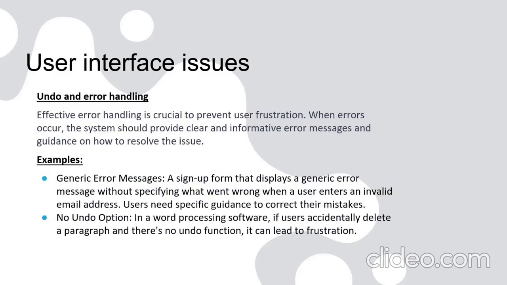And undo and error handling are other interface issues, where effective error handling is crucial to prevent user frustration. When errors occur, the system should provide clear and informative error messages and guidance on how to resolve the issues. Some examples are generic error messages and no undo option. A sign-up form that displays a generic error message without specifying what went wrong when a user enters an invalid email address. Users need specific guidance to correct their mistakes and go the right way to get the correct output from the application.